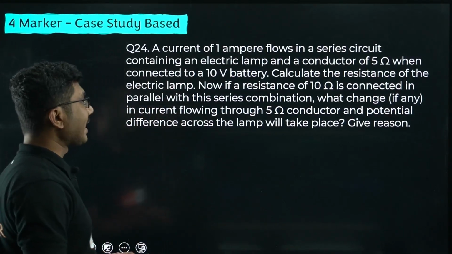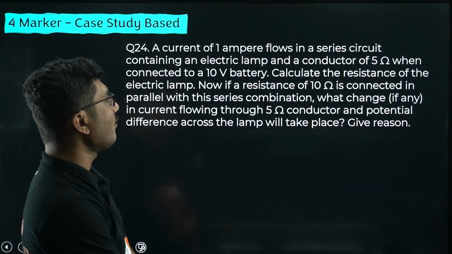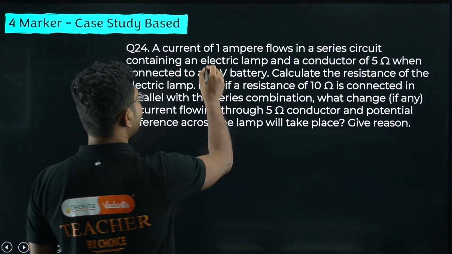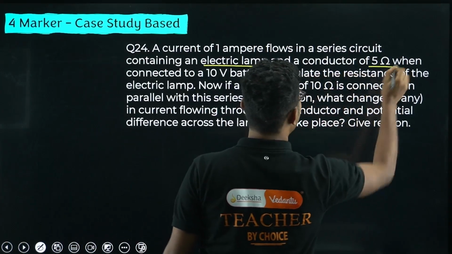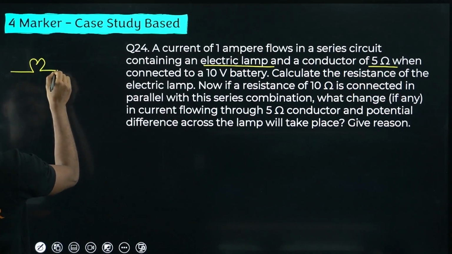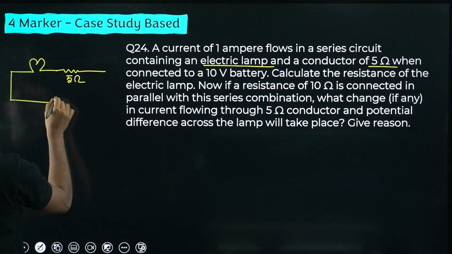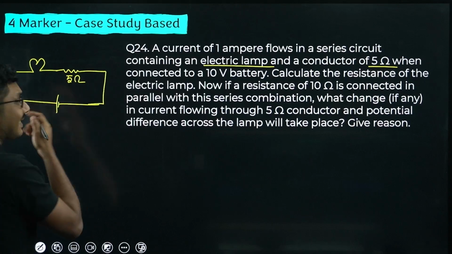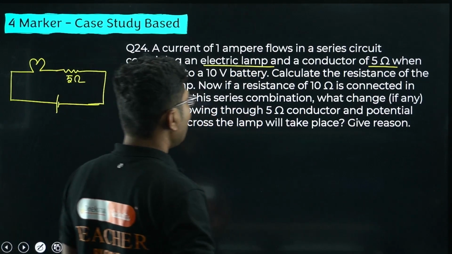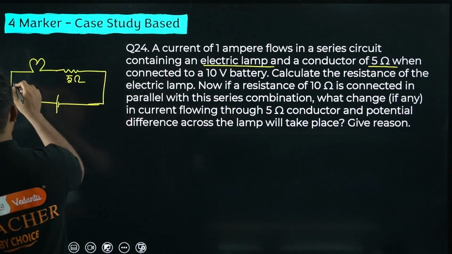Last question of today's lecture. A current of 1 ampere flows in a series circuit containing an electric lamp and a conductor of 5 ohm when connected to a 10 volt battery. So let me construct the diagram. We have an electric lamp and a conductor of 5 ohm, and they are connected to a 10 volt battery. There may be some plug keys involved, but we are ignoring that. When connected to a 10 volt battery, what is the current? 1 ampere. 1 ampere current is flowing.